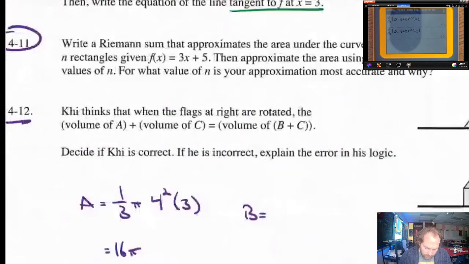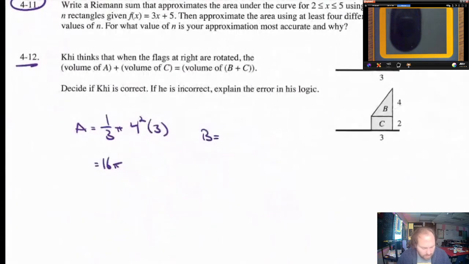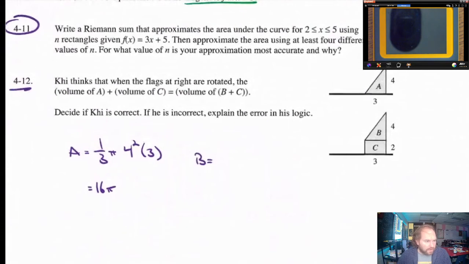Okay, we're not going to do 411 for this, or I'll do 411 at the end of this video. Not necessary for this homework assignment, but I'm going to skip it for now. And 412 is also a pretty simple one. I'm not going to fully answer the question. All I'm going to do is explain why Chi is incorrect.